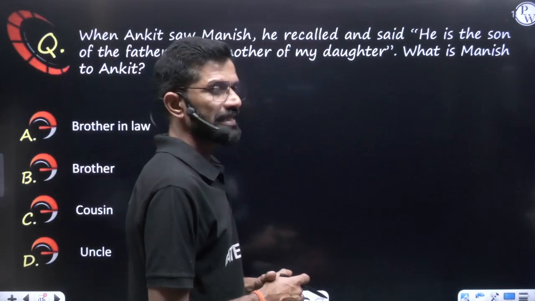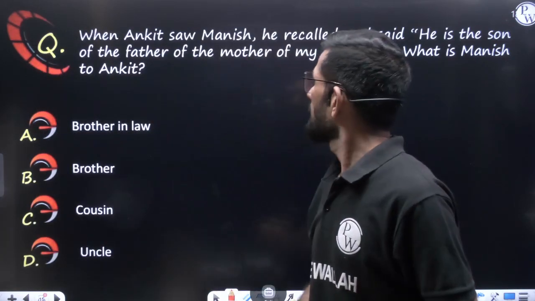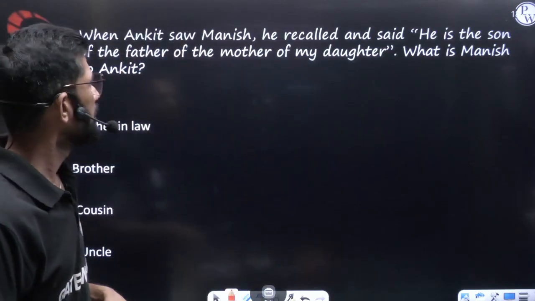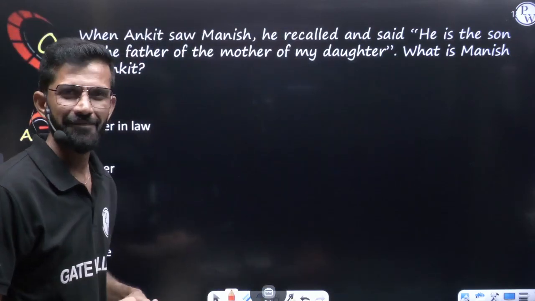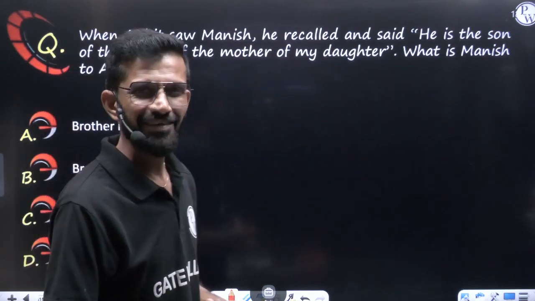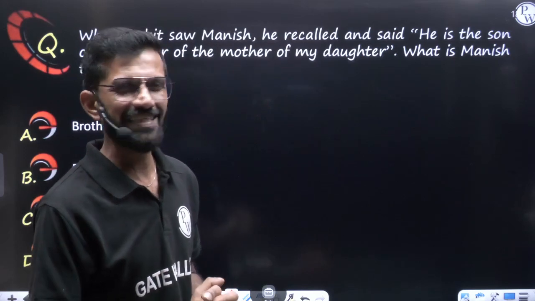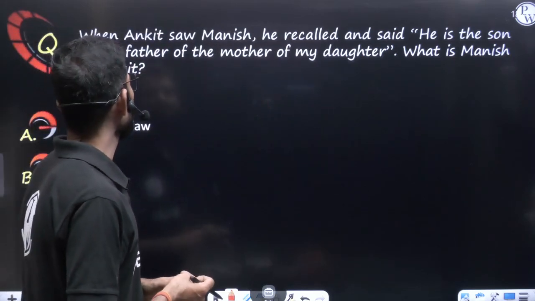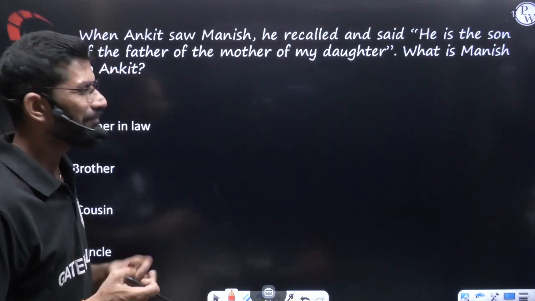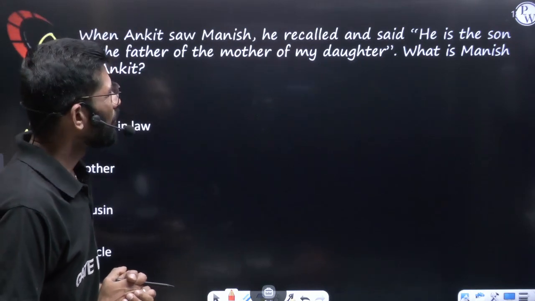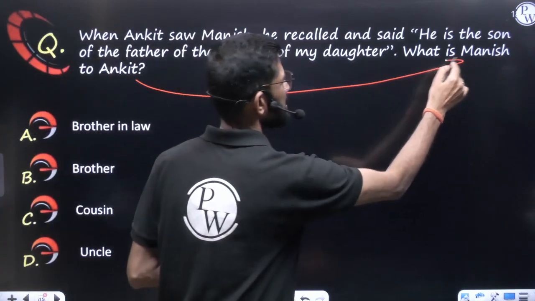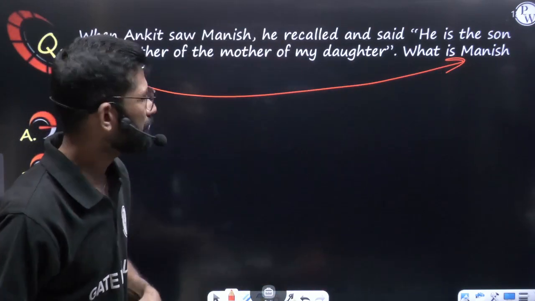When Ankit saw Manish, he recalled and said, he is the son of the father of the mother of my daughter. See, here you can break the sentence. They are trying to confuse you, but you can make it very easy. What is Manish to Ankit? Means Ankit will call this Manish as what? That is what we have to find.